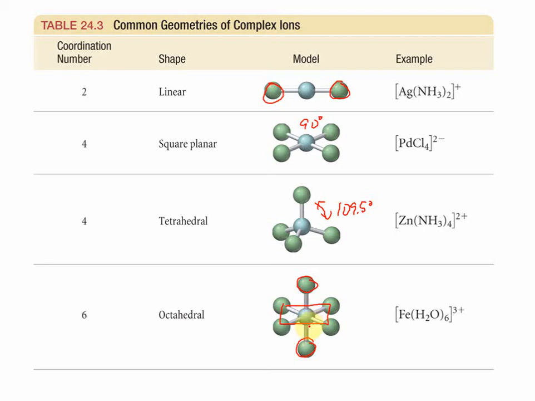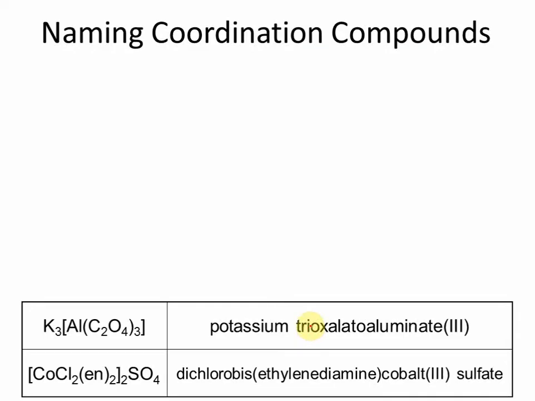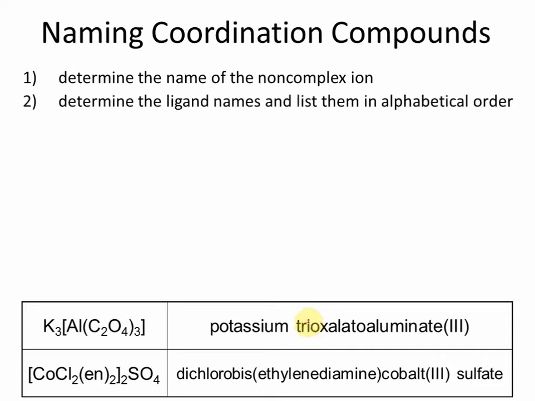Now, naming the coordination compounds can be a bit tricky, but here's some general guidelines to help you. First of all, determine the name of the non-complex ion, so the things that aren't bound to the metal ion. Then you're going to need to determine the ligand names and list them in alphabetical order. Then we need to determine the name of the metal cation.